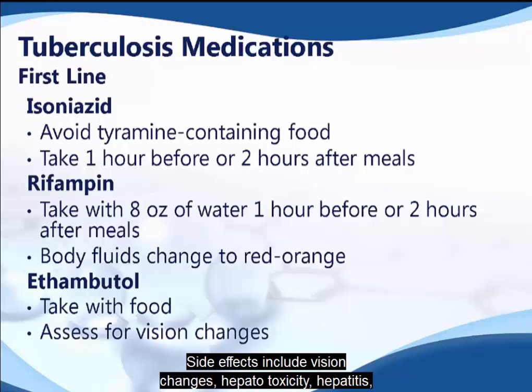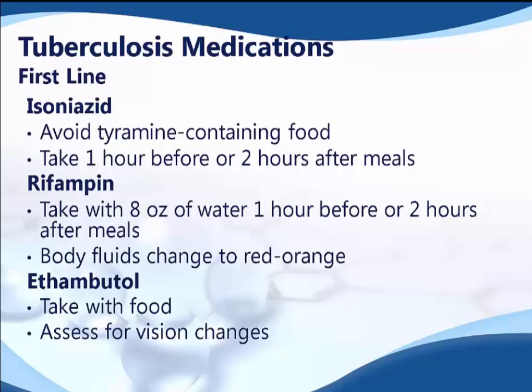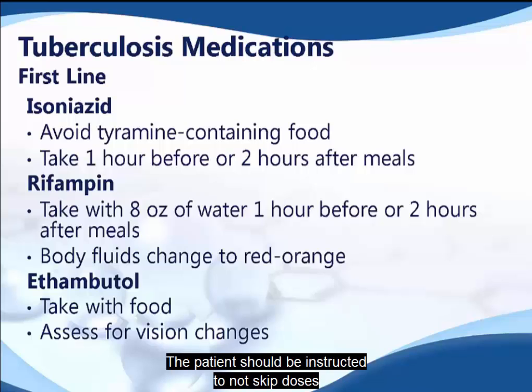Rifampin. Side effects include vision changes, hepatotoxicity, hepatitis, increased uric acid levels, blood dyscrasias, and colitis. Evaluate the CBC, uric acid, and liver function test results. The patient should be instructed to not skip doses and take the full length of the prescribed therapy.